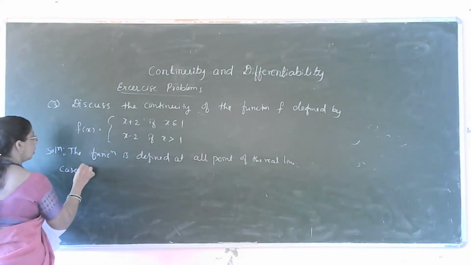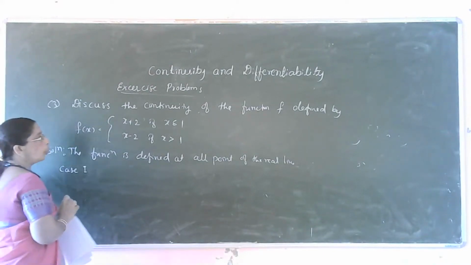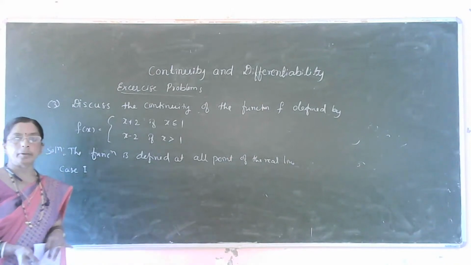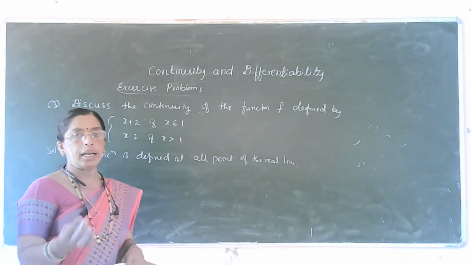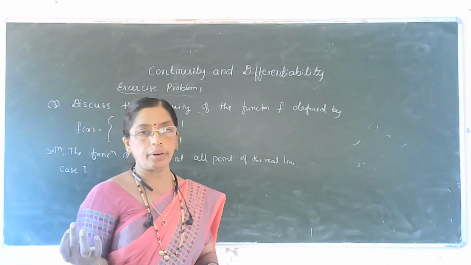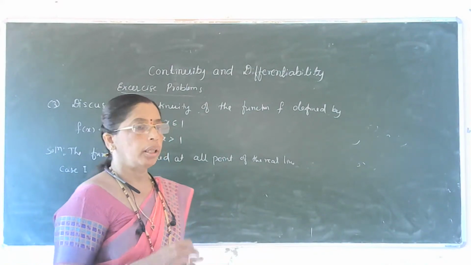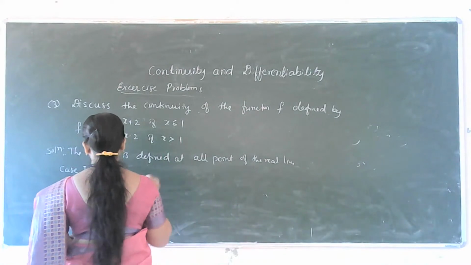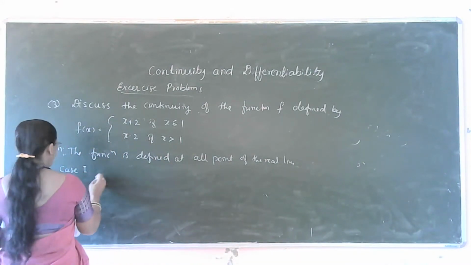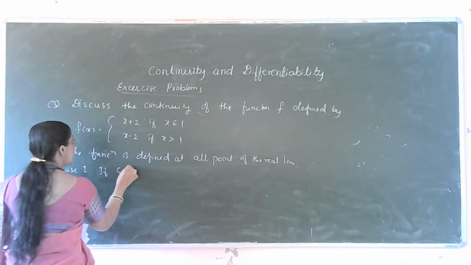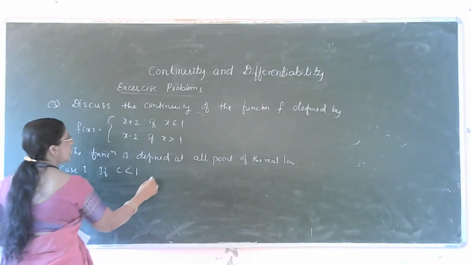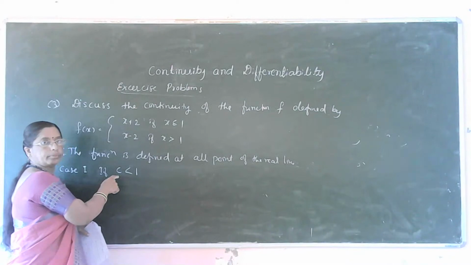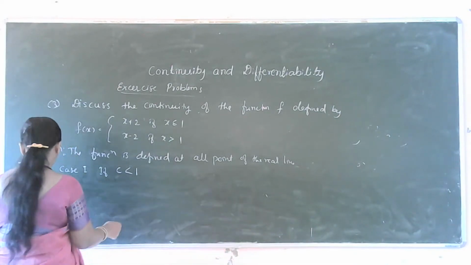Here we have to prove the continuity at every point less than 1, greater than 1, and equal to 1. Then only we can prove it is a continuous function everywhere. Case 1: if c is any real number less than 1.